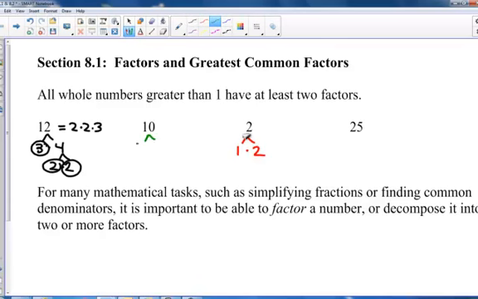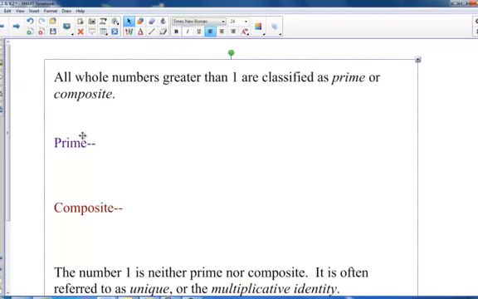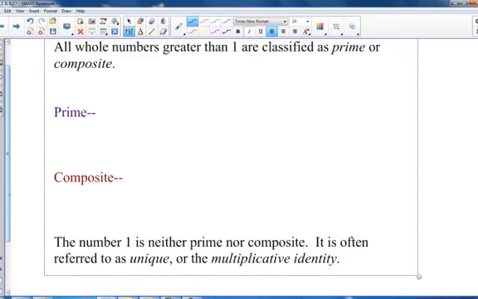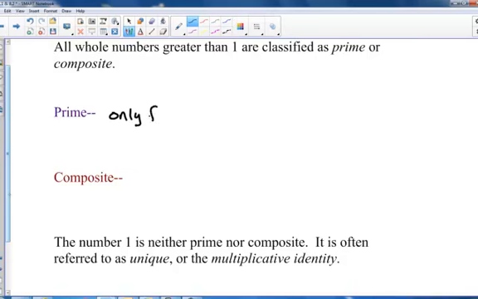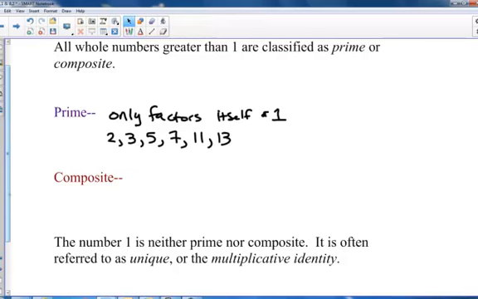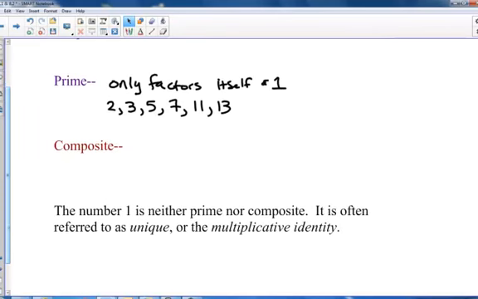10 is the same as 2 times 5. Both of those numbers are prime. And 25 is 5 times 5. All right, prime numbers, the only factor is itself and 1. So like 2, 3, 5, 7, 11, 13, and so on. And composite is everything else. Composite, it has multiple factors.